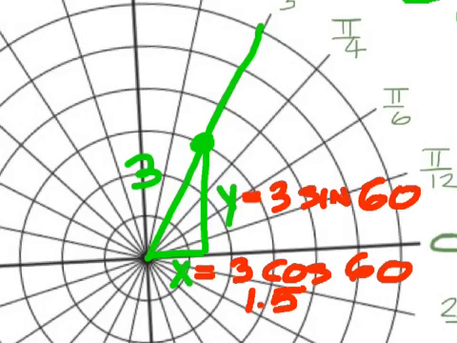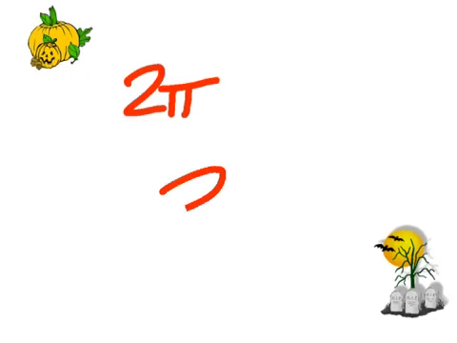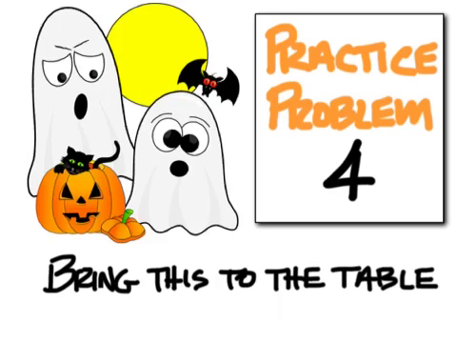This should be 1.5 positive for x, and then if you do the sine of 60 in your calculator and multiply it by 3, you'll come back with 2.60. 2.60 rounded to the nearest hundredths place. Bonus number 3, convert 2 pi to degrees. The answer should be 360 degrees.